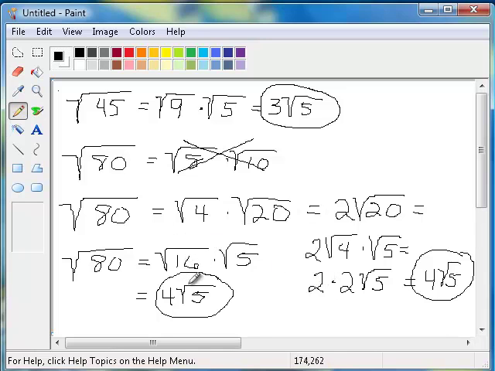So if you can recognize the largest perfect square in the number, it'll make it a little easier. Either way is fine, you still get the same answer.